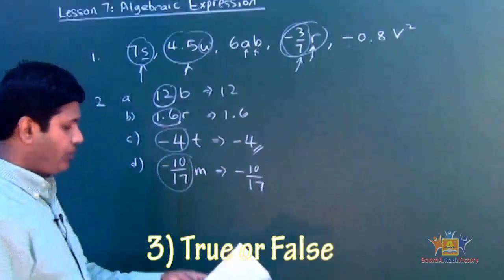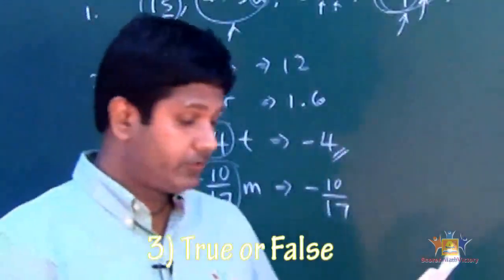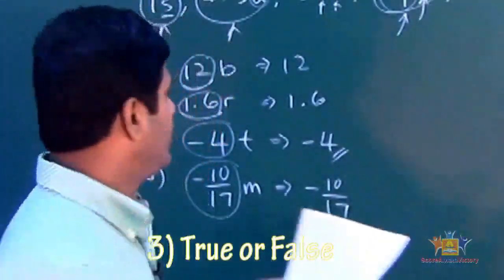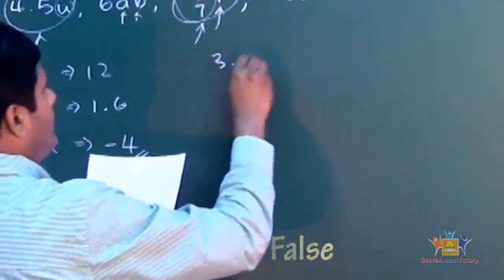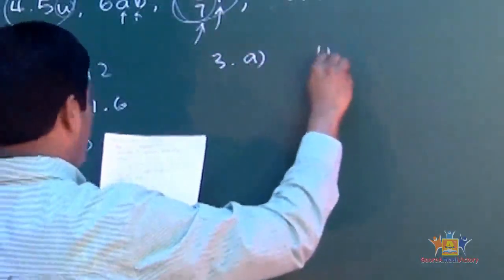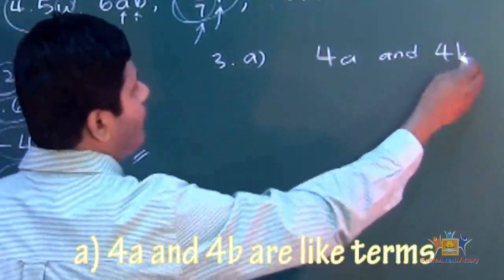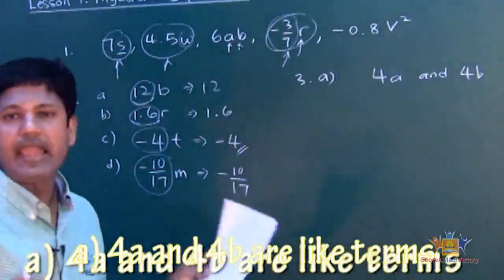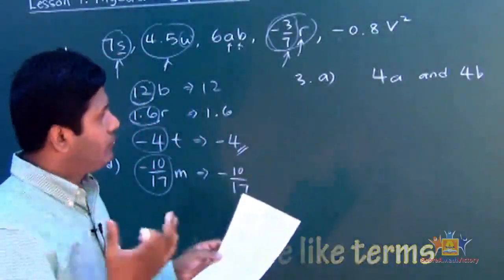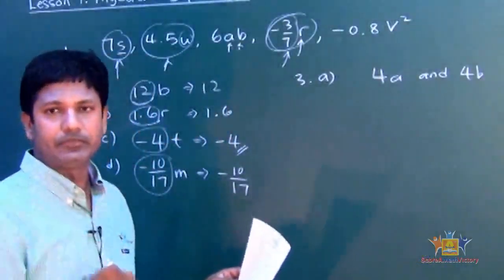Okay, let's look at number 3. True or false? So number 3, you got 4a and 4b. 4a and 4b, okay, are like terms. True or false? 4a and 4b are like terms.